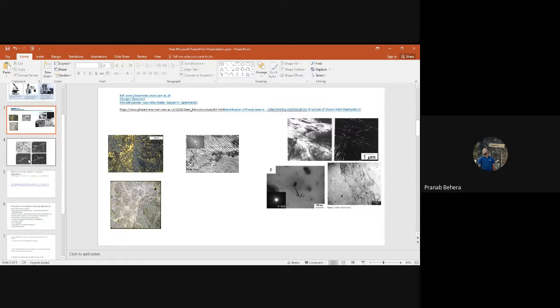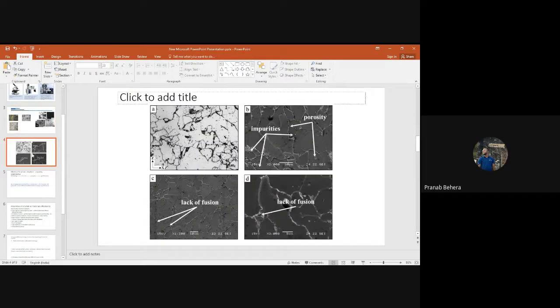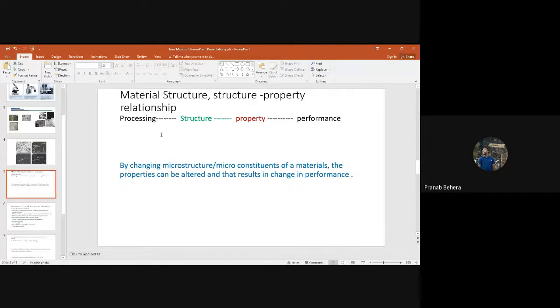Okay, anyways, these are some other structures. You can see grains, some deformed grains. These are some welding structures. And these are some porosity. You can see porosity, as I told. This is one porosity, this is another porosity. Some impurities can also be seen by using optical microscopes. Okay, so this is the relationship.